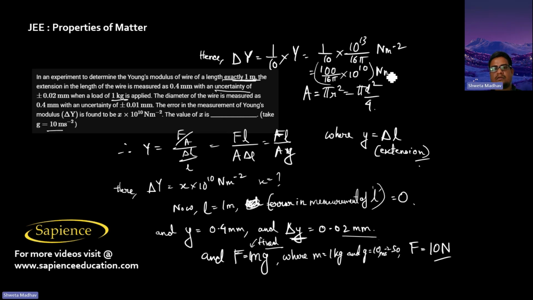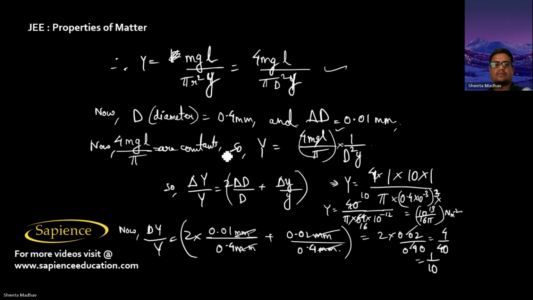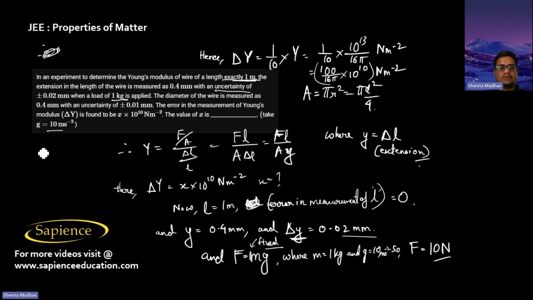Newton per meter square. So therefore ΔY will be 100 by 16π, that will be 4 for 16, 4 times 25, so that is 25 by 4π into 10 to the power 10 Newton per meter square.